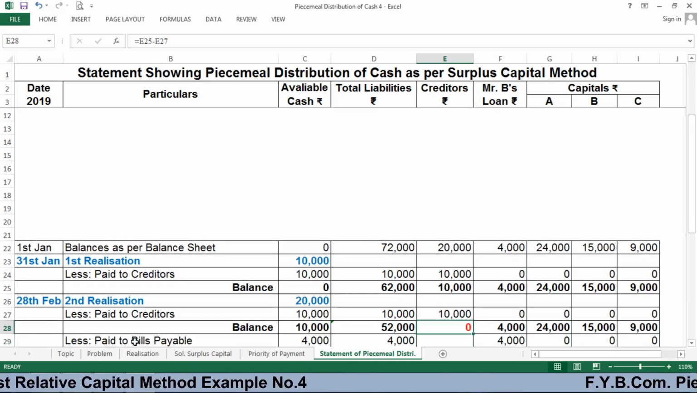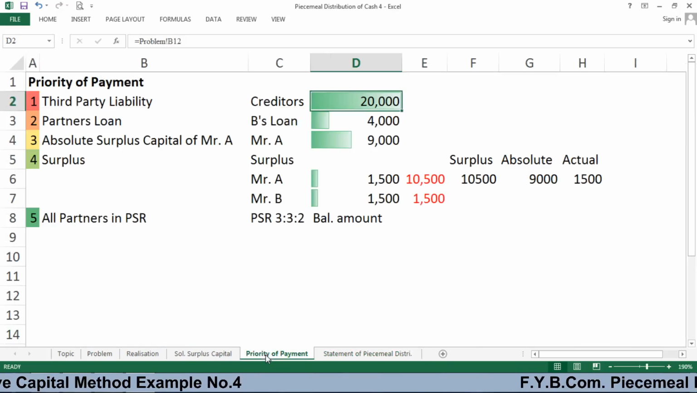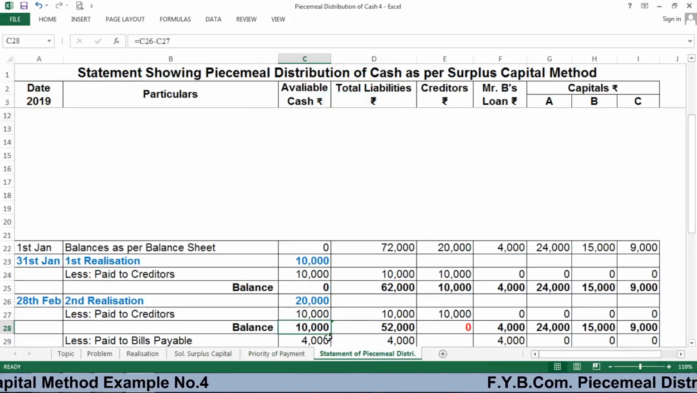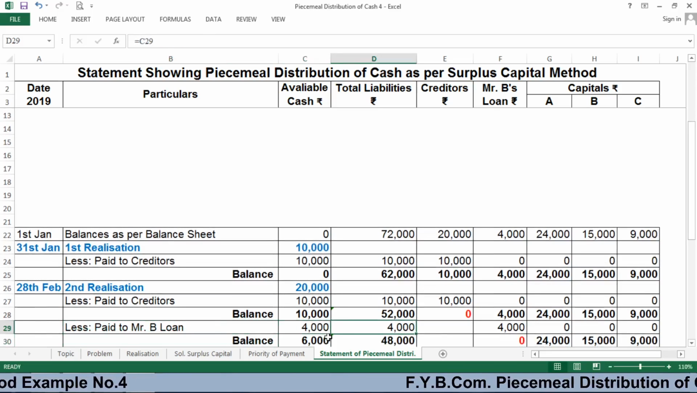That means we have paid all the creditors, and total liability still remains 52,000 and our cash is still 10,000. Our next priority of payment is partner's loan, that is Mr. B's loan, that is 4,000. So in the next step we will pay to Mr. B as a partner's loan. So Mr. B's loan is 4,000. So minus 4,000, total cash will be reduced by 4,000, total liability will be reduced by 4,000, and Mr. B's loan will be reduced by 4,000.